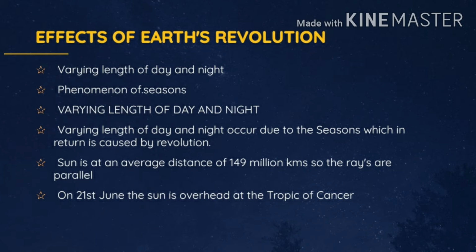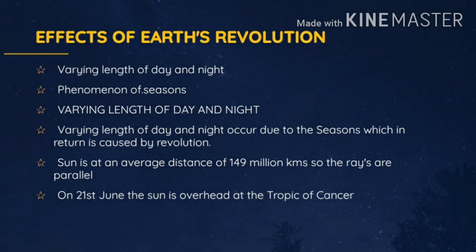We all know, because of Earth's rotation, occurrence of day and night is there. If there was no rotation of the Earth, occurrence of day and night wouldn't have taken place. And because of the tilt of the Earth's axis, because of the inclination of the Earth's axis, there is difference in the length of day and night. But the length of the day and night varies according to season.